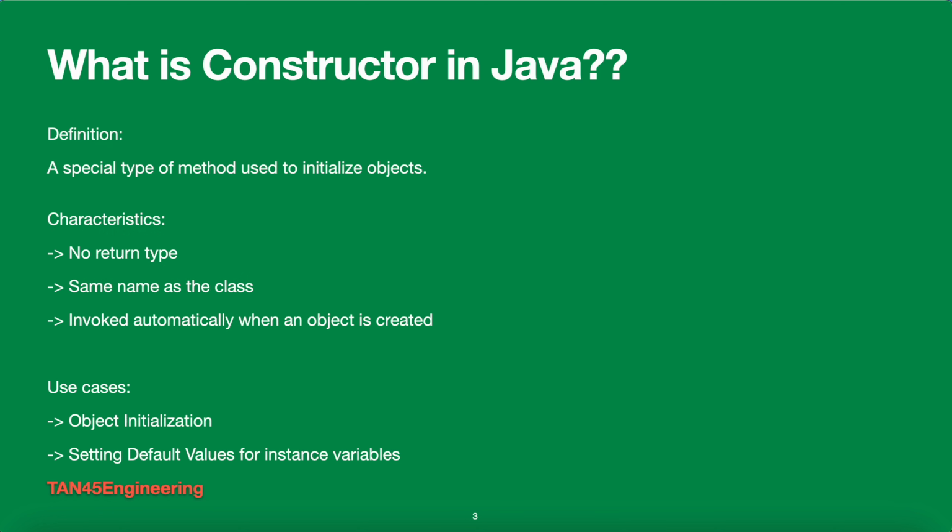By definition, a constructor is a special method that is used to initialize objects. You can initialize internal members of the class. Plus, it has no return type. The name is the same as the class, and it gets invoked automatically when an object is created. Okay, so let's look at the code example and start with it.